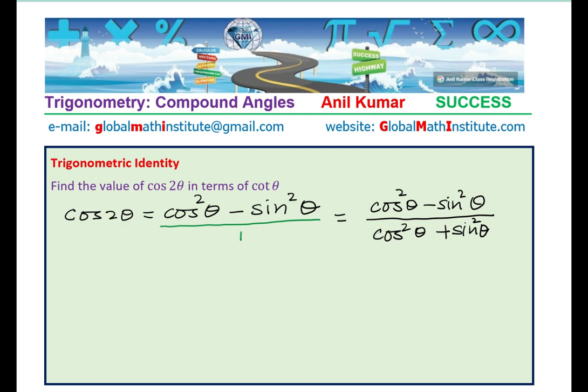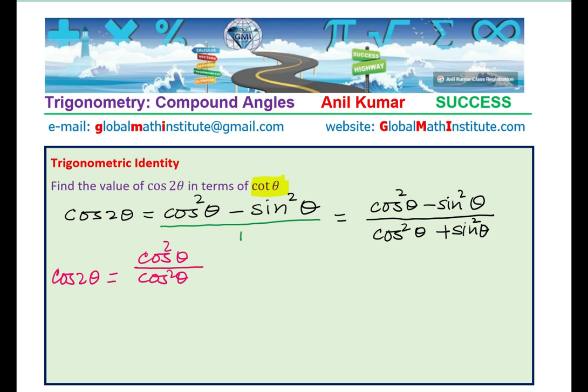Now we are looking for cotangent, right? Cotangent means cos over sine. So we are dividing by sin square theta in every term. So we could rewrite this as cos 2 theta equals, so we have cos square theta over cos square theta.